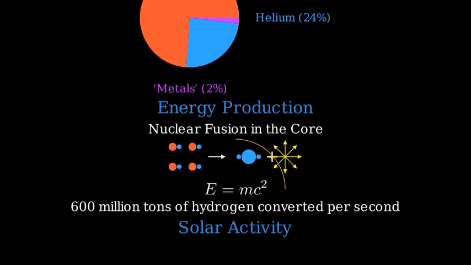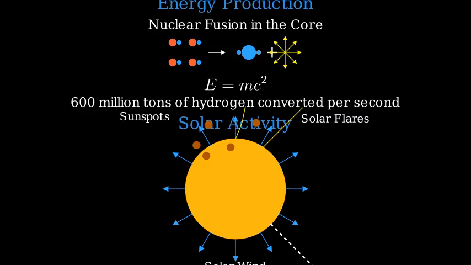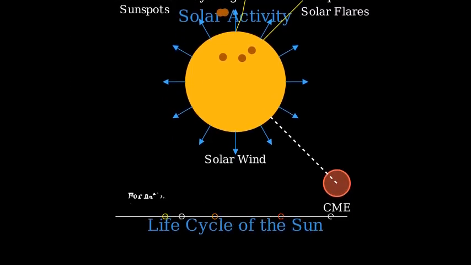The sun is not a static object. It exhibits various forms of activity. Sunspots are dark, cooler regions on the sun's surface caused by intense magnetic activity. Solar flares are sudden, intense bursts of radiation from the sun's surface. Coronal mass ejections, or CMEs, are massive releases of plasma and magnetic field from the corona. The solar wind is a continuous stream of charged particles flowing from the sun, which can interact with Earth's magnetic field to create auroras.